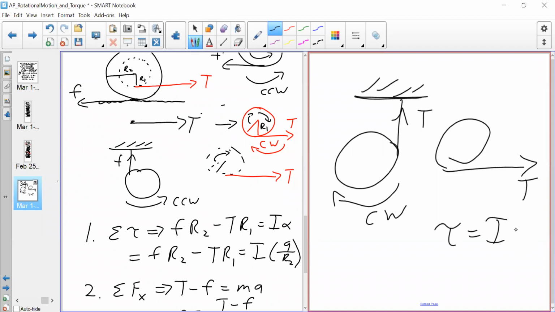Like F equals ma. It depends on the acceleration. Or it produces, the net force produces an acceleration. So net torque, which comes in or out of the page, produces a net spin. So it's not the same. And yeah, so if you were confusing torque with spin, no.